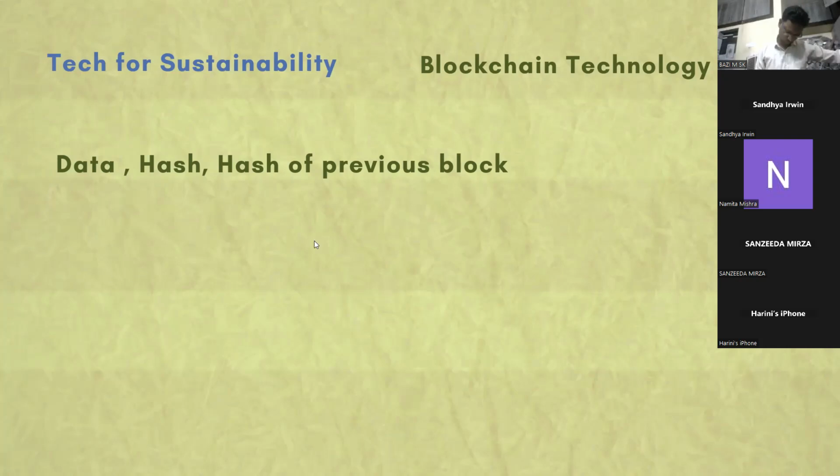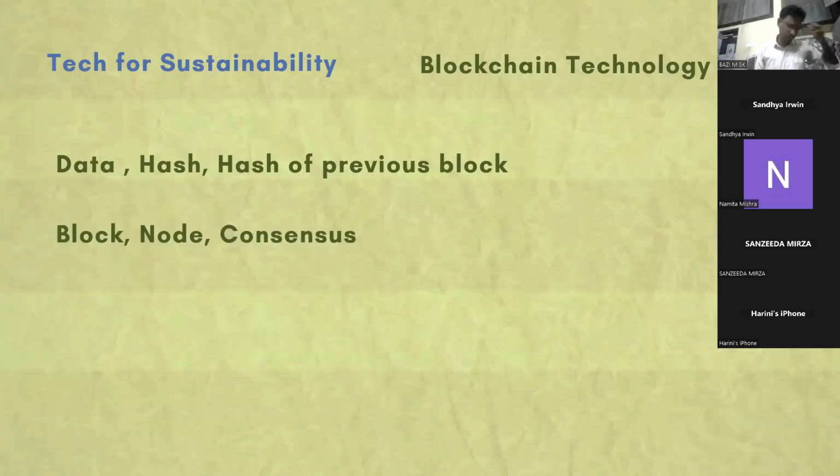And there are another three parts that you need to know, and then I will give you a visual representation for you to understand it better. You also need to know what a block is, what a node is, and what consensus is, to understand the basics of blockchain. Now, what a block is, is what I just explained through data, hash, and hash of previous block. That is a block, right? And multiple blocks make a chain.